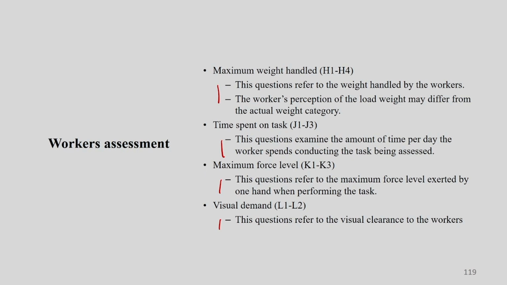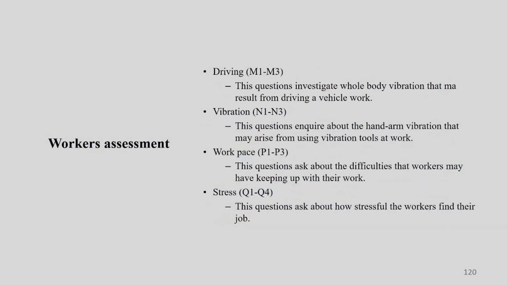Force level, this question refers to the maximum force level exerted by one hand when performing the task. So very important. You can do it for left hand and right hand separately, so with one hand. This question, time spent, examines the amount of time per day the workers spend conducting that particular task which is going to be assessed. So this is how you are going to get answers for the worker's assessment.